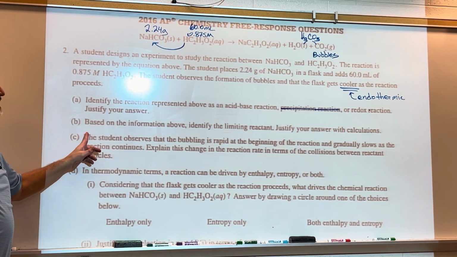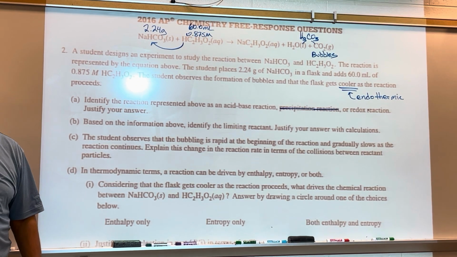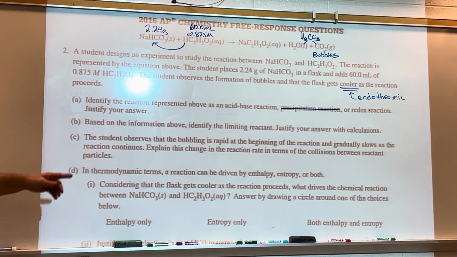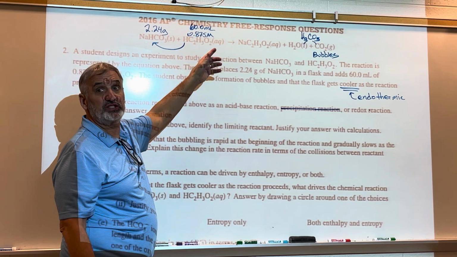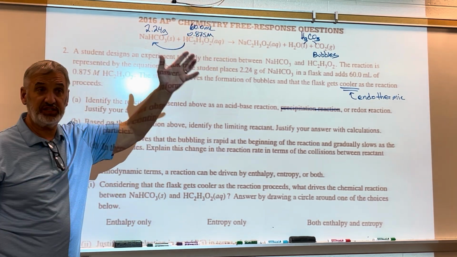All right. So how do we get limiting reactant? Does anybody remember? Get the moles of both. What's the ratio between them? 1 to 1. So whichever one you have the fewest moles of. So see if you can go change the moles.